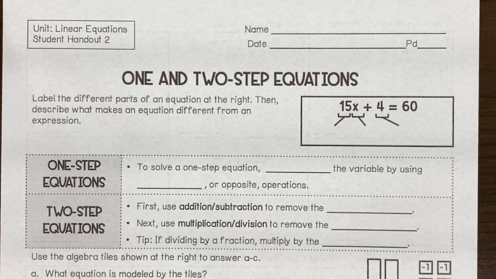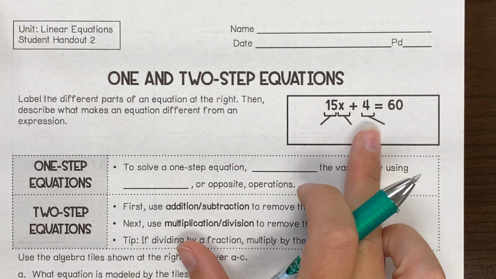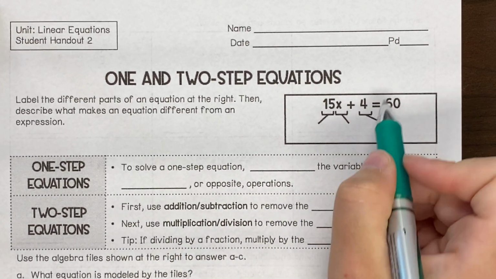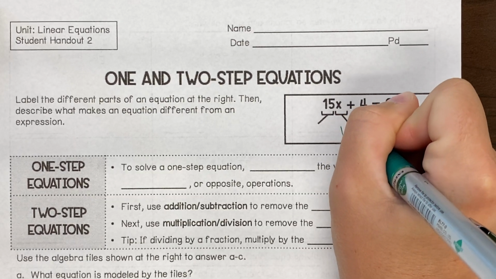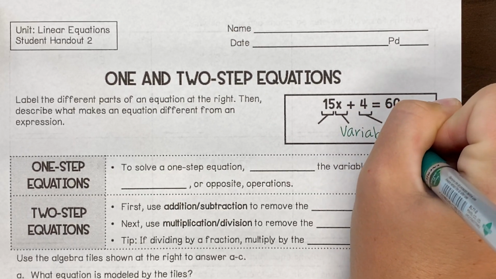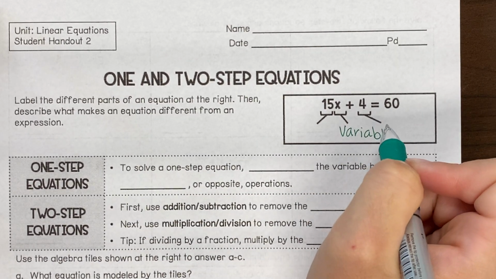This lesson is over solving 1 and 2-step equations. Before we get into all the steps we need to solve it, let's look at the different parts of our equation. So our x, or any letter, is our variable term. Our variable is just a placeholder for another number or an unknown number.